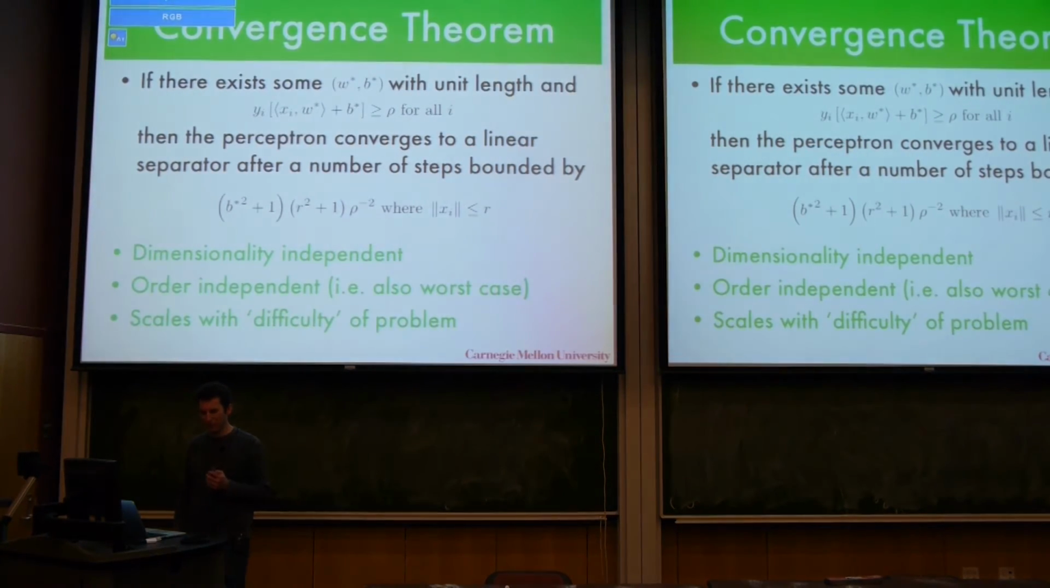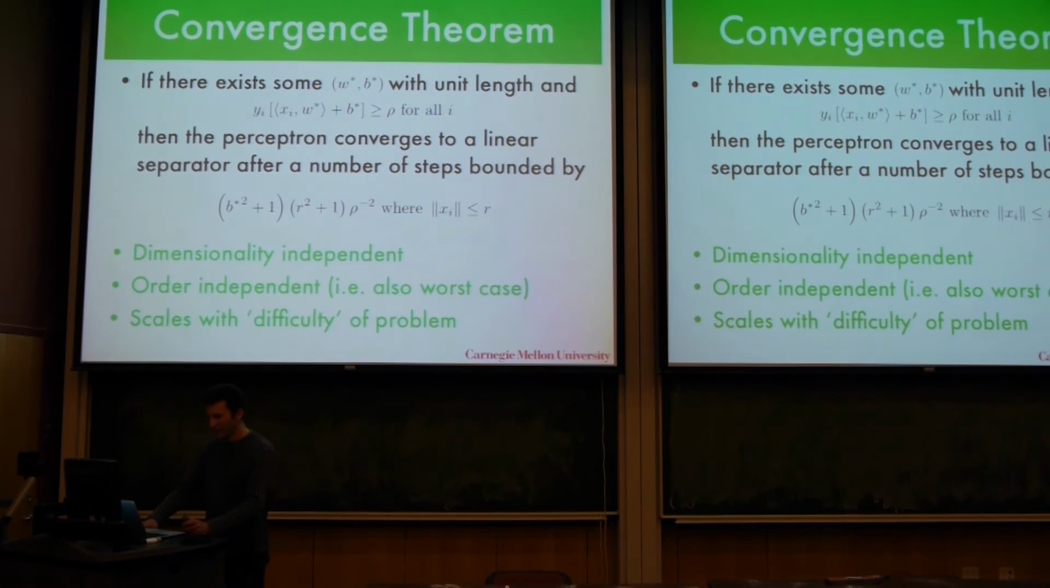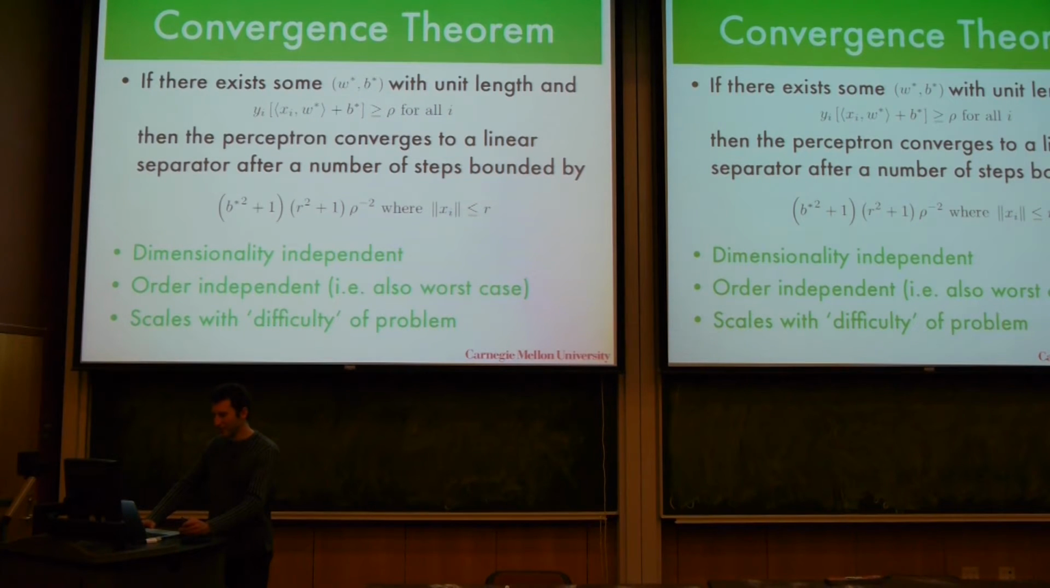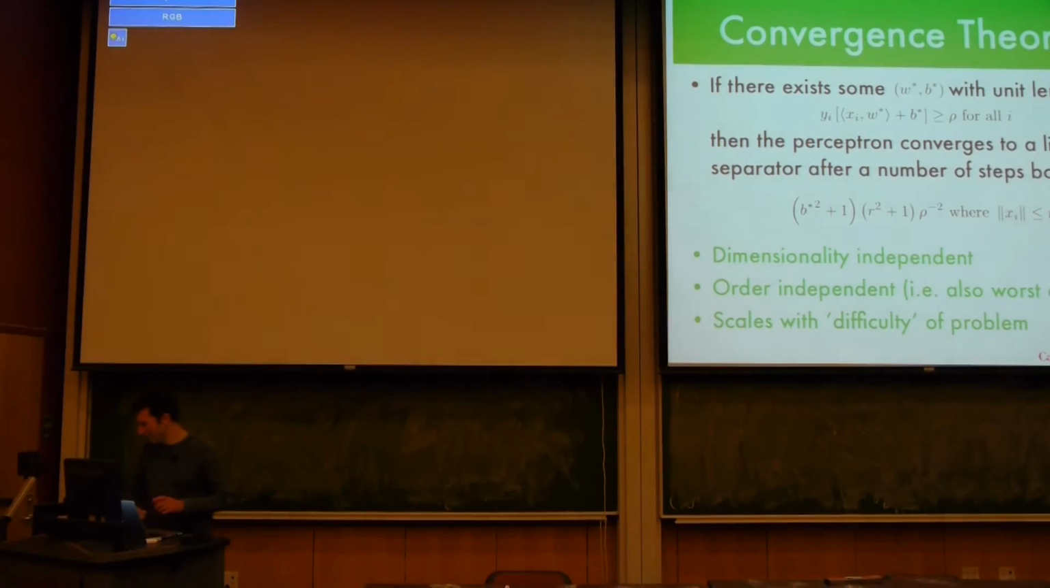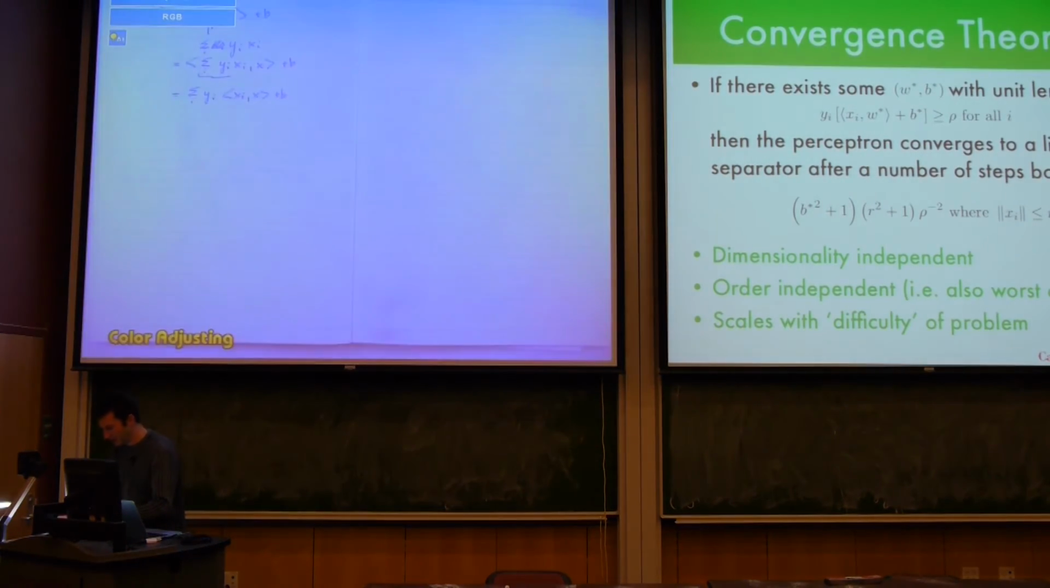The other thing that's really important to know is the convergence theorem for the Perceptron. It basically goes as follows. It says, if there exists some solution w star, b star, I'm assuming that it has unit norm. By the way, can somebody tell me why I can, without loss of generality, always assume that w star, b star has bounded norm? Can somebody tell me why I can always assume that? Anybody? Let's have a look at the geometry.